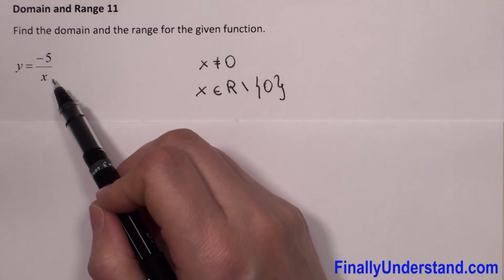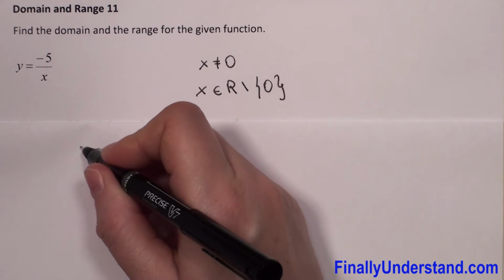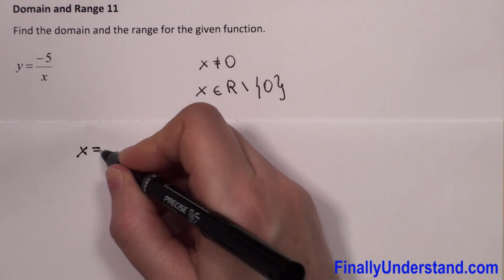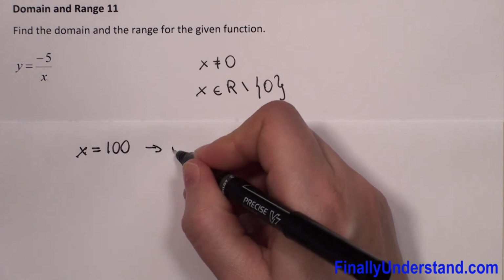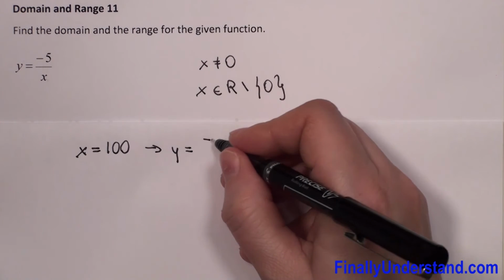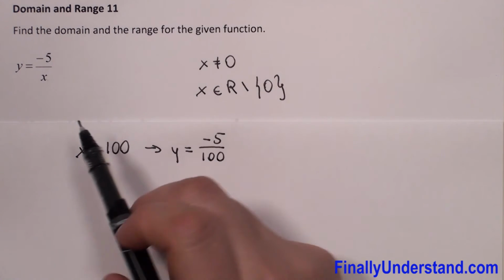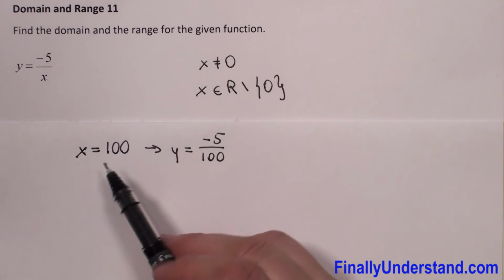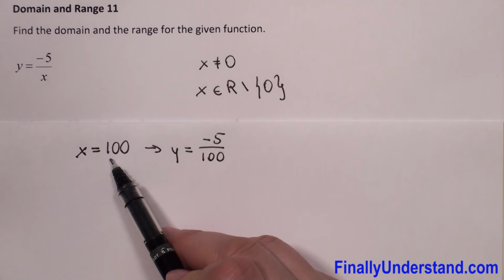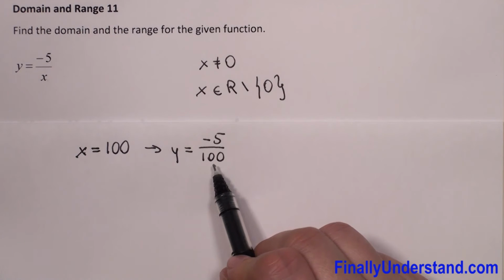What else? If x, for example, is equal to 100, my y will be negative 5 over 100. I replace x by 100. So we see when x is bigger, y becomes smaller.